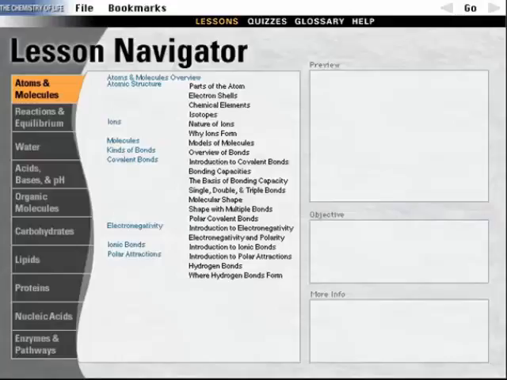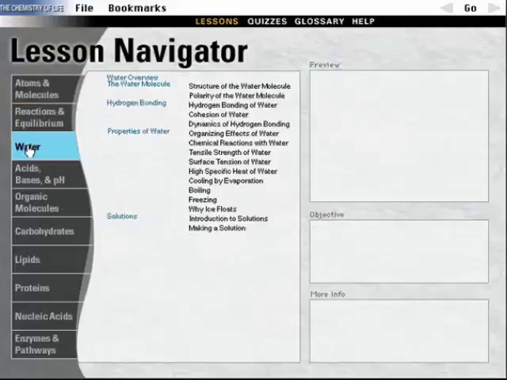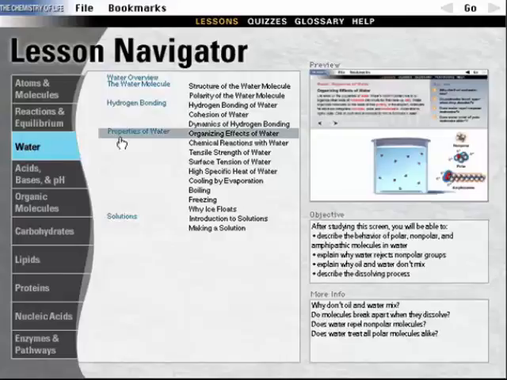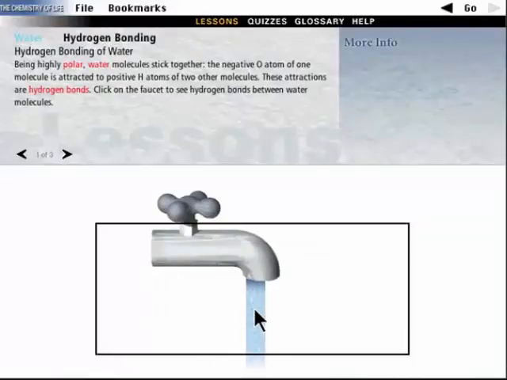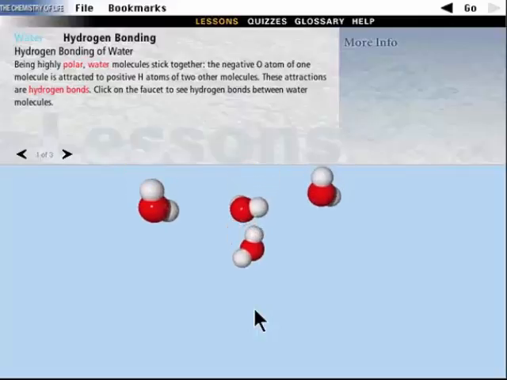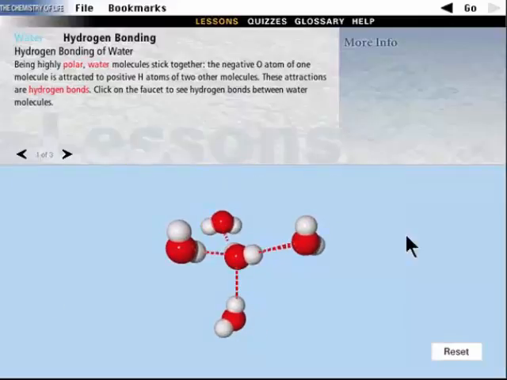So the video we're watching right now is from a CD titled The Chemistry of Life. And we're focusing on hydrogen bonding in water and how it affects some of the physical properties of water. So I'm going to start off here by clicking on the hydrogen bonding in water. Turn the faucet on. We'll zoom into the water. And here's 5 water molecules.